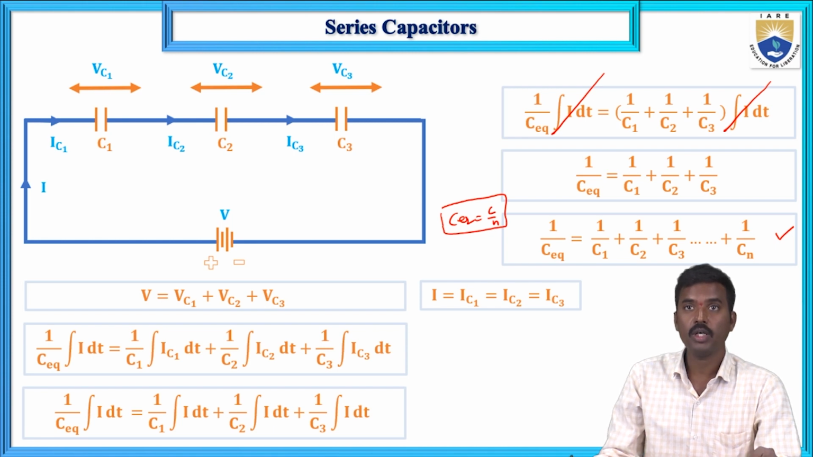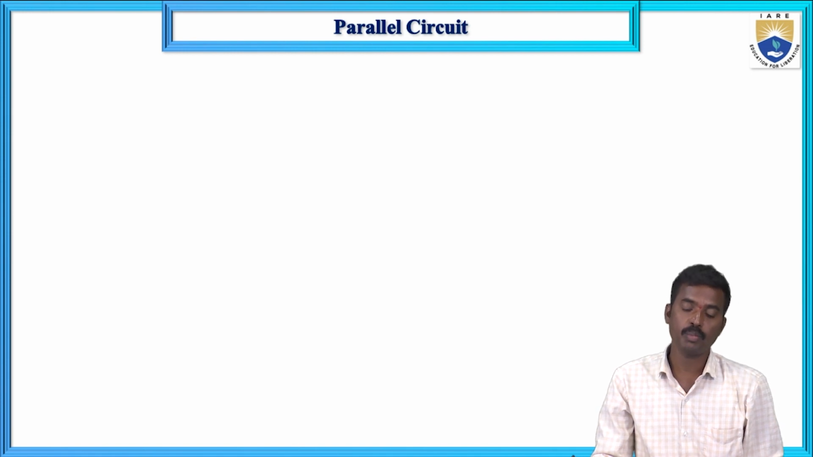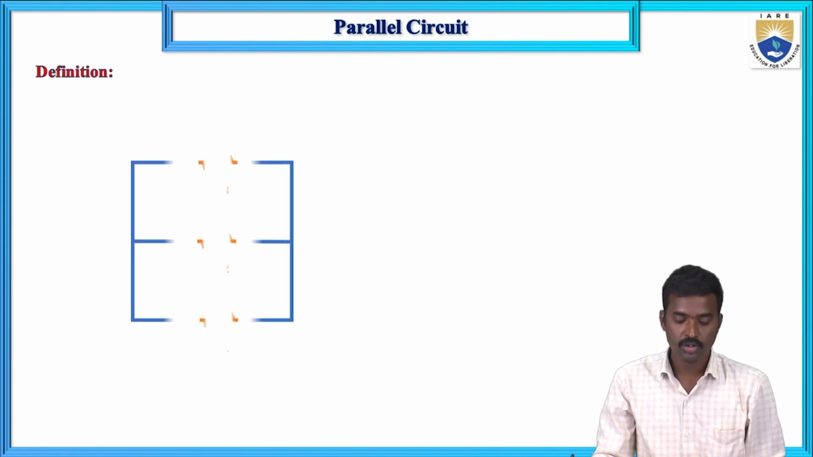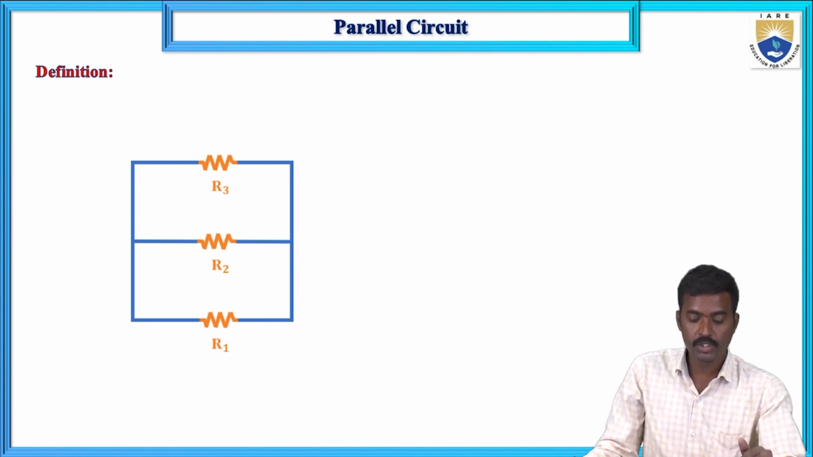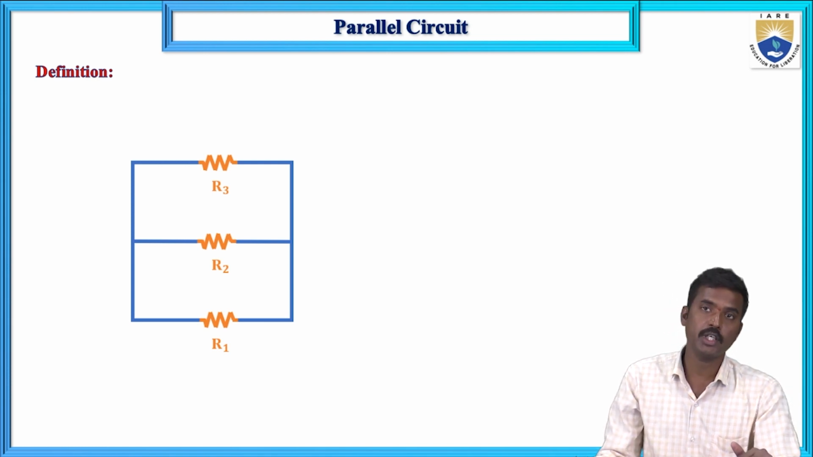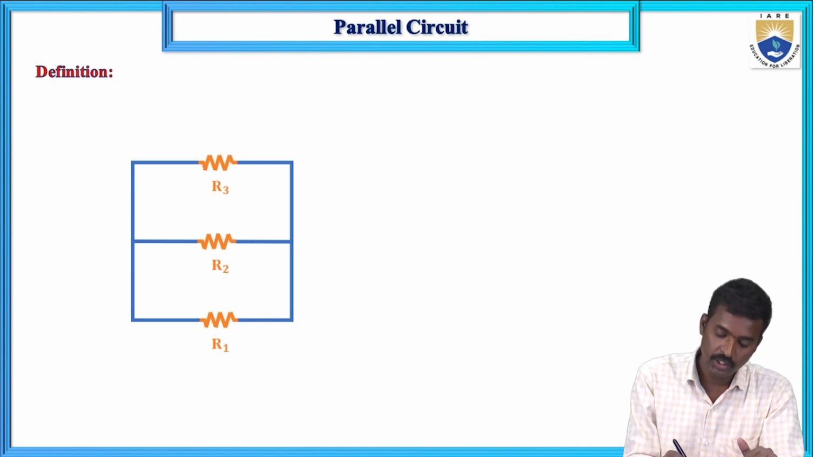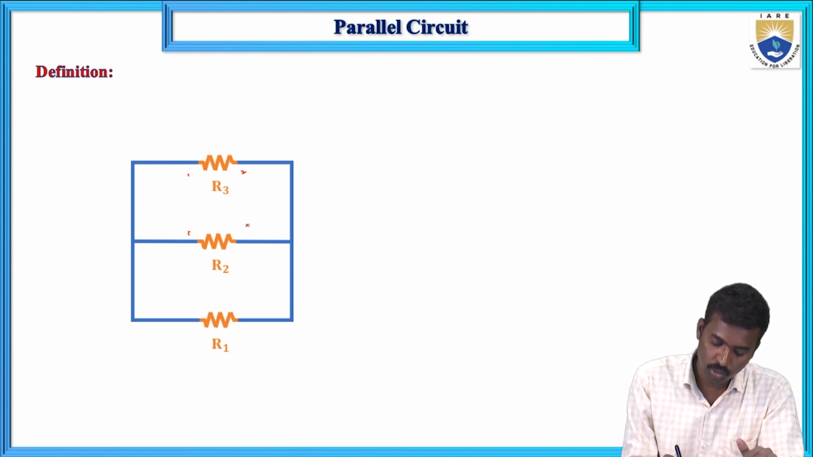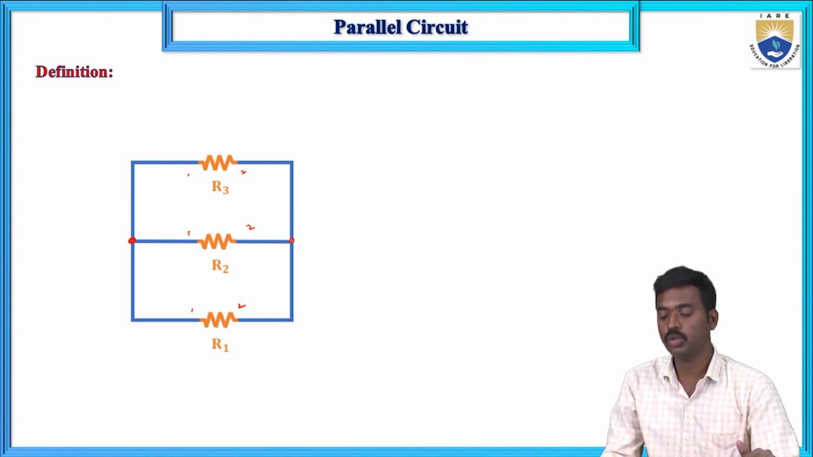Now, moving on to the parallel circuit. What is meant by a parallel circuit? If you see here, there are three elements. A parallel circuit means one end of each element is connected to one point and the other end of each element is connected to another point. Such a connection is known as a parallel connection. Each element has 2 points; each element's first end is connected to one point and each element's second end is connected to another point.